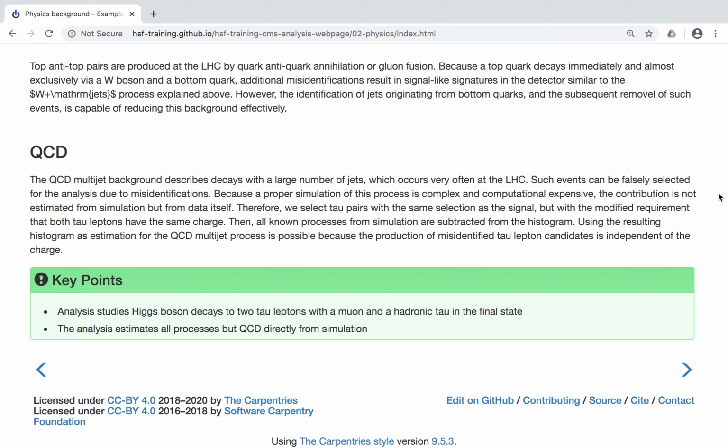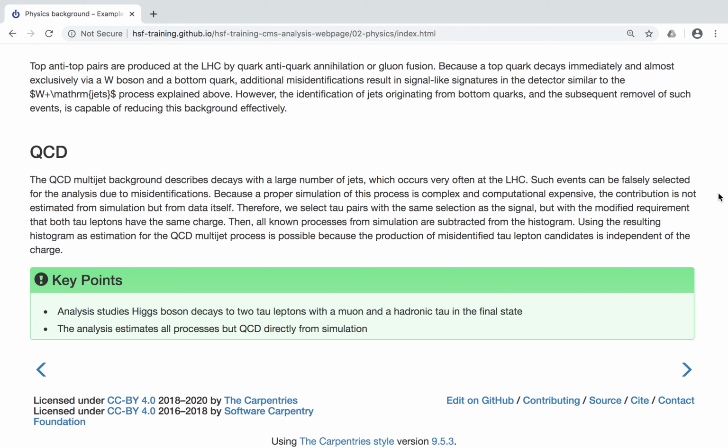So simulating QCD is very, very hard. We don't actually simulate the QCD multijet background the way that we simulate every other background that I've discussed so far. We're going to do a data-driven estimation. We're going to select tau pairs in the exact same way as the signal, but we're going to require taus to have the same charge. If we're looking for a Higgs boson, which should have charge of 0, if we find same-sign taus, there's no way this could have originated from a Higgs boson. We're using the magnets in the detector to distinguish the charge of the object.